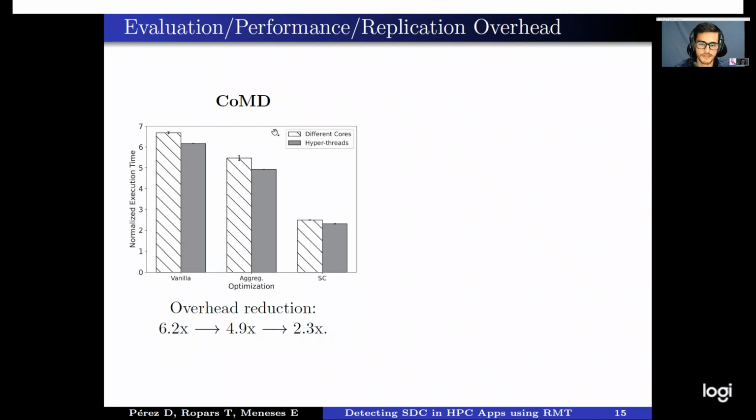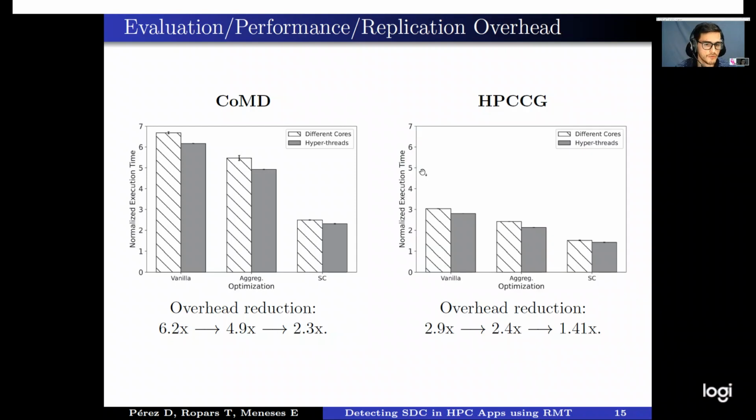So in the case of CoMD, we are able to reduce the overhead all the way from a 6.2 up to a 2.3. There's a big reduction. And in the case of HPCCG, we also see reduction as we increase the level of optimization applied. And we also see that in every case, using hyperthreads is the better idea, the best idea.